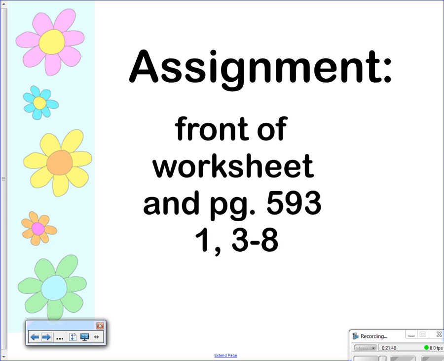Alrighty, so your homework tonight is going to be a mix of a worksheet and out of the book. I'll hand out the worksheets in just a second. Tonight you are only supposed to do the front page of the worksheet. You will do the back page of the worksheet tomorrow when we finish 11.2.